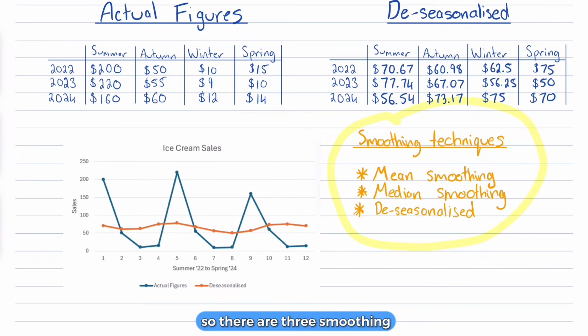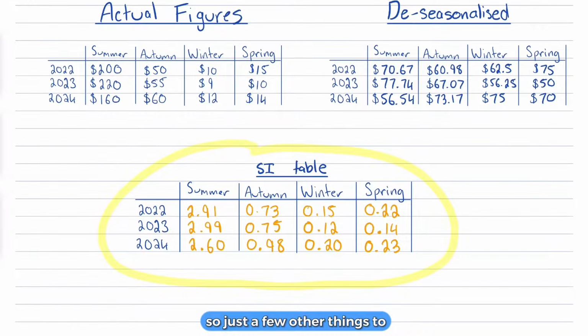So there are 3 smoothing techniques in Year 12 General Maths Unit 3. Those are mean smoothing, median smoothing, and deseasonalizing data. At the moment, we're doing deseasonalizing data. So just a few other things to note.